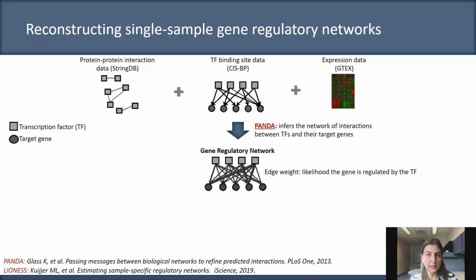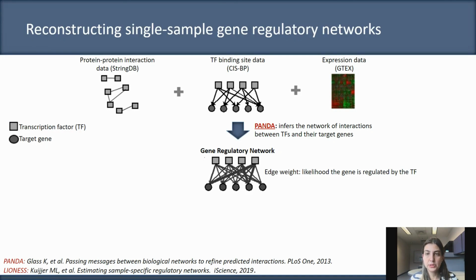And then we can update this prior network with data, right? So we'll integrate expression data and also protein-protein interaction data to really update where these regulatory relationships between transcription factors and target genes are happening. So at the end, we'll have an updated gene regulatory network of transcription factors connected to genes, and an edge weight here will tell us the likelihood that the gene is regulated by the transcription factor. We use PANDA to generate an aggregate network. So this network will represent a population of samples.